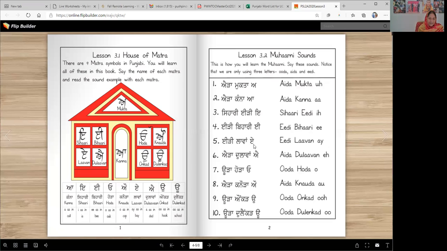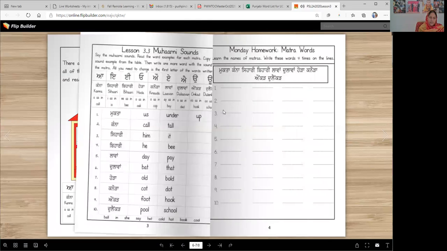Edi lama, e. Ada dulama, a. Uda hora, o. Ada kanora, o. Uda onkar, u. Uda dulankar, u. Not hard, right? So here is your harmony written in English, and you can read them.